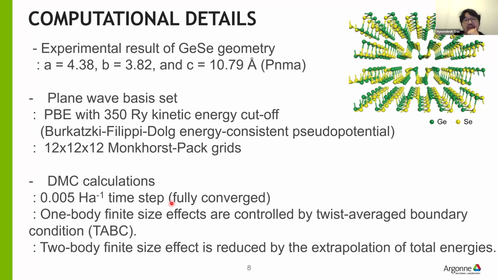To minimize the finite-size effect, we apply twist-averaged boundary conditions, and we also computed the ground state properties. We define the size of the supercells and extrapolate to the bulk limit to minimize the two-body finite-size effect. I think you are familiar with this twist averaging and extrapolation from the previous solid state sessions.